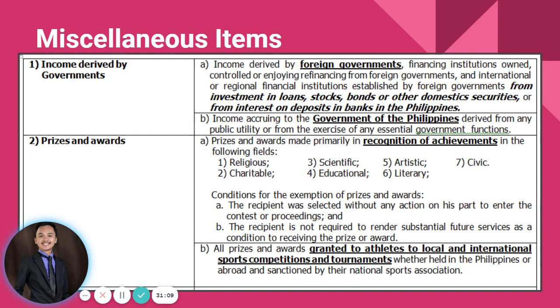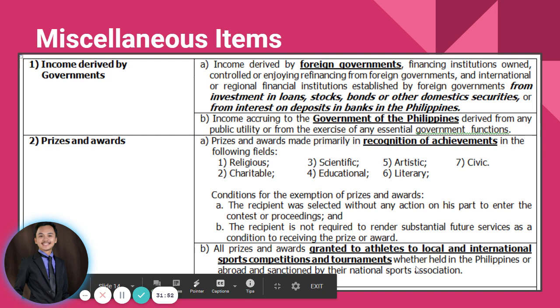And letter B, all prizes and awards granted to athletes in local and international sports competitions and tournaments. Okay, as we already made mention of this before, whether held in the Philippines or abroad and sanctioned by their national sports association. For example, when there is a cash prize received by any athlete participating in SEA Games or Asian Games or any other independent na mga tournament, as long as they are well sanctioned by their specific national sports association, therefore any income from prizes and winnings that they got from that sport tournament will be exempted. Again, guys, as long as they are sanctioned by the national sports association.